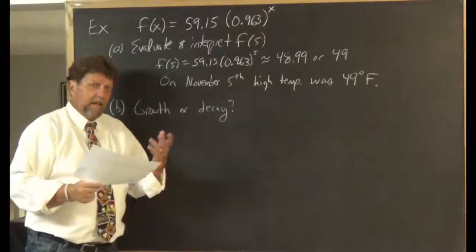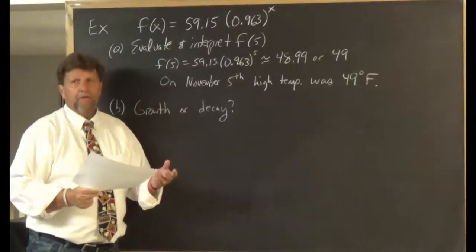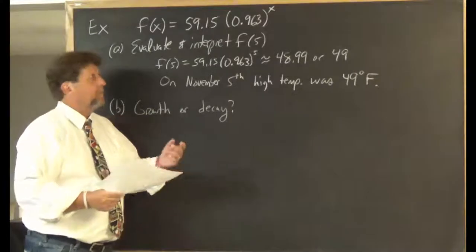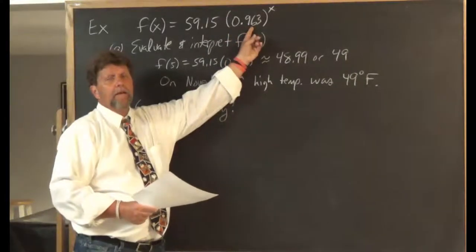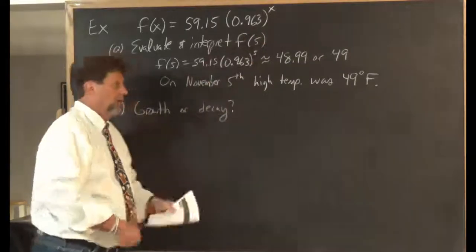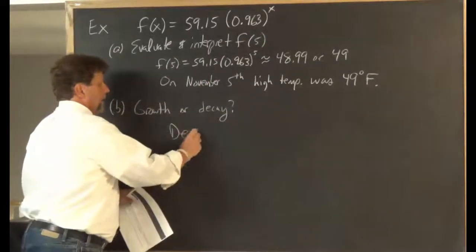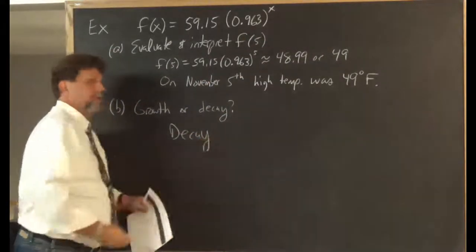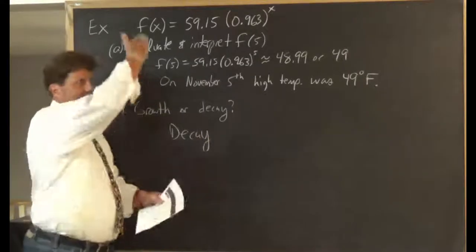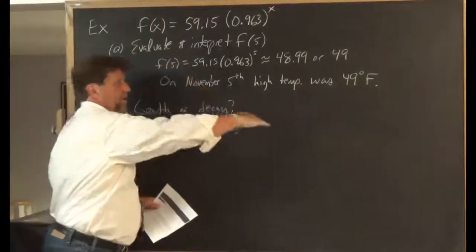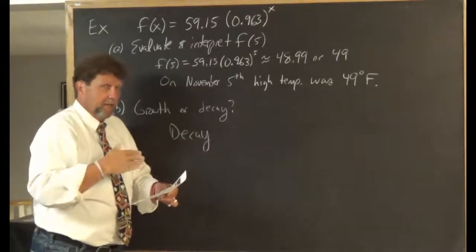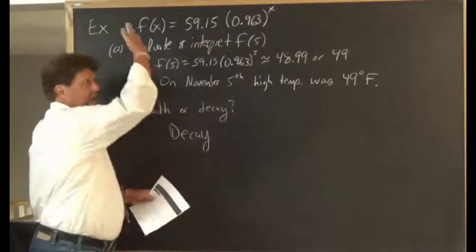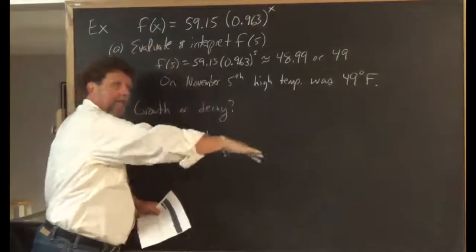Then part B, classify this function as exponential growth or exponential decay. Well, folks, the base is 0.963. That's a number between 0 and 1. That means it's exponential decay, which means it has this shape. So as the x values increase, the function itself is decreasing. That's exponential decay.